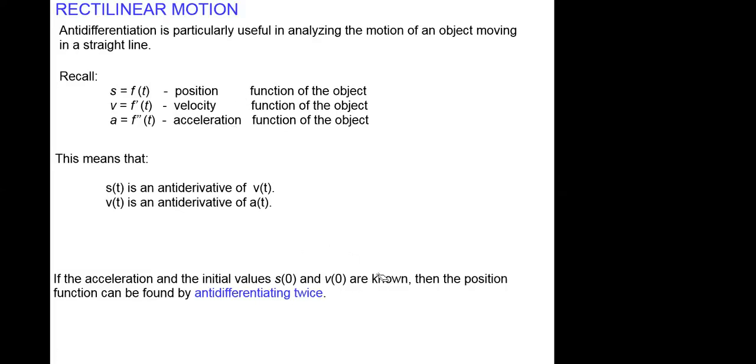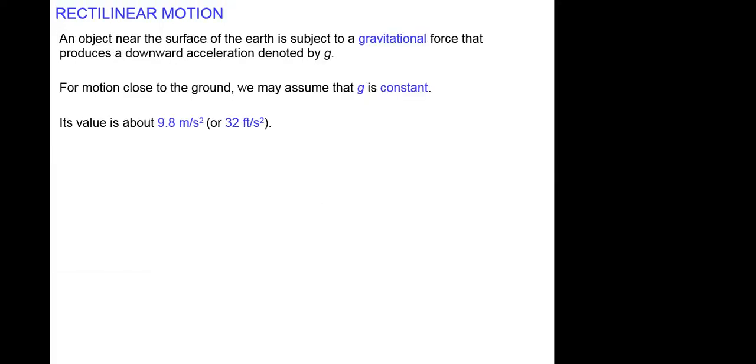Having some initial values, we can get the exact antiderivative. Let's see this one. A particle moves in a straight line and has an acceleration given by 6t plus 4. Its initial velocity at 0 is -6 centimeters per second, and the initial displacement, the original function, at 0 is 9 centimeters. Find its position function s at t.